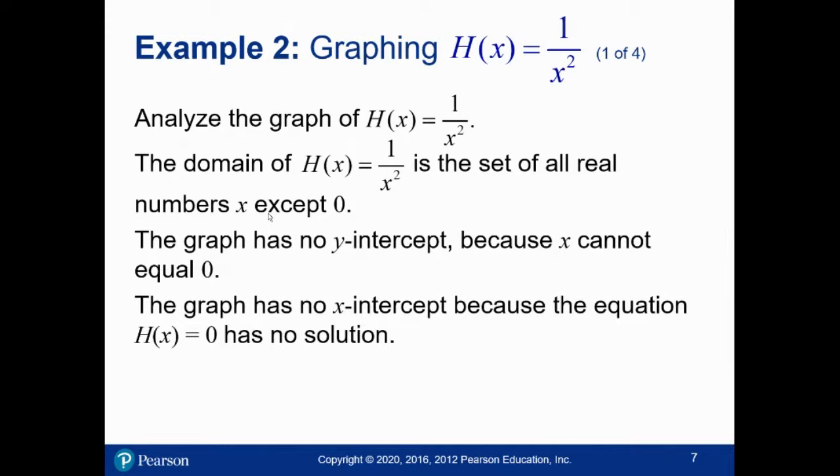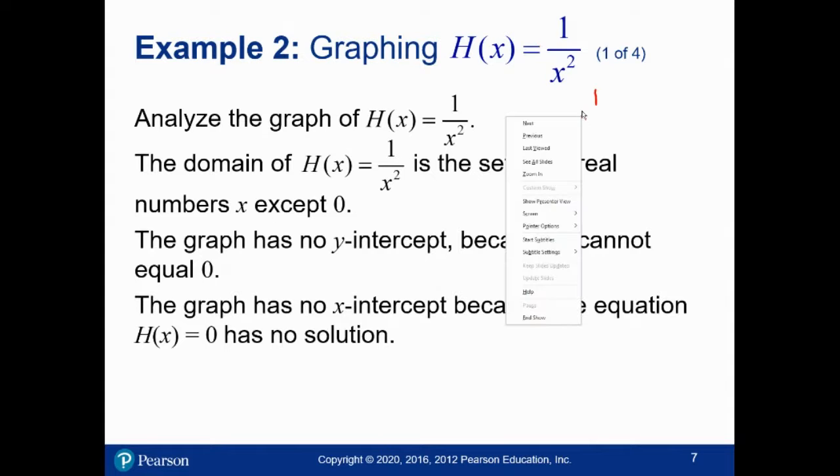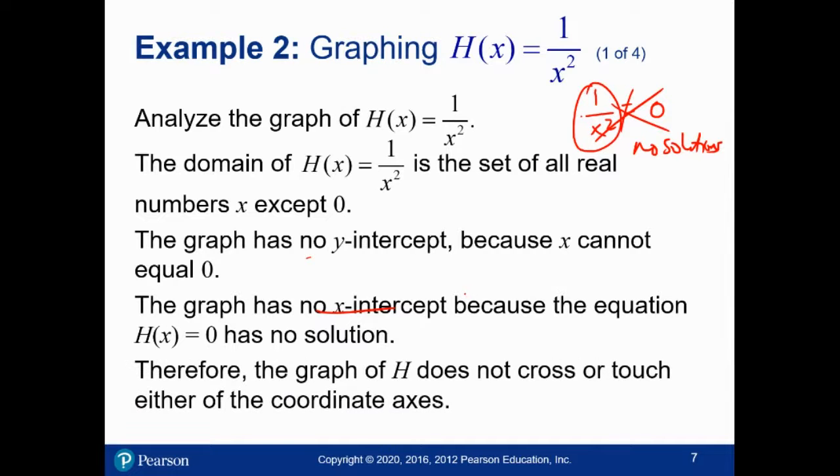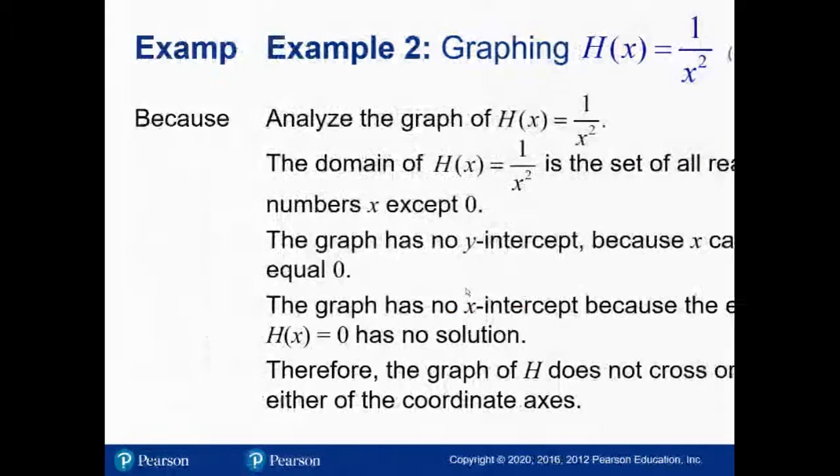There's also no x-intercept. If you set y equal to 0, you'd be trying to solve 1 over x squared equals 0, but 1 over something can never equal 0, so there are no solutions. Which means there's also no x-intercept. So there are no intercepts at all. Okay, so neither of the axes is ever touched by this graph.